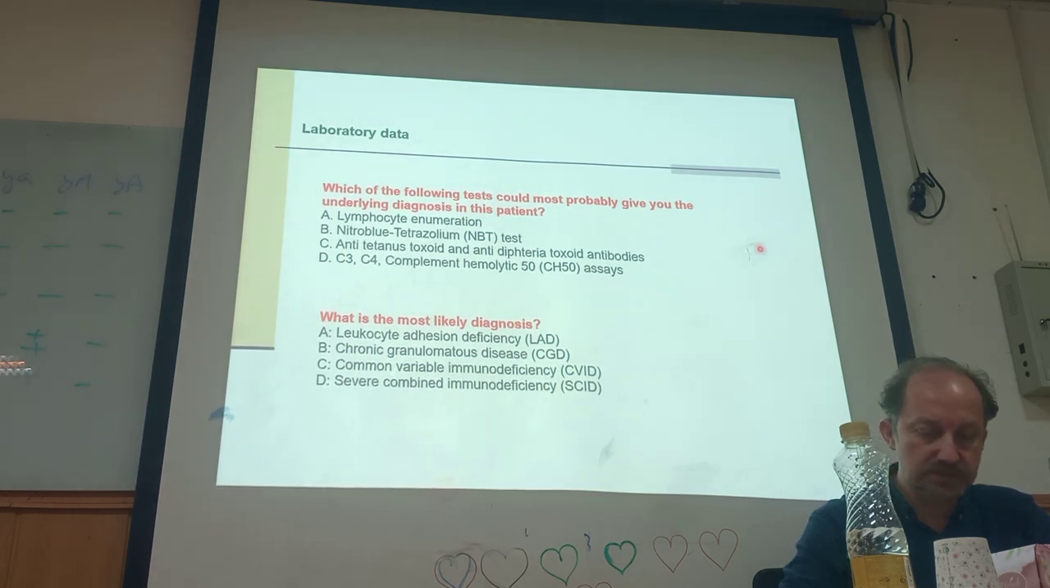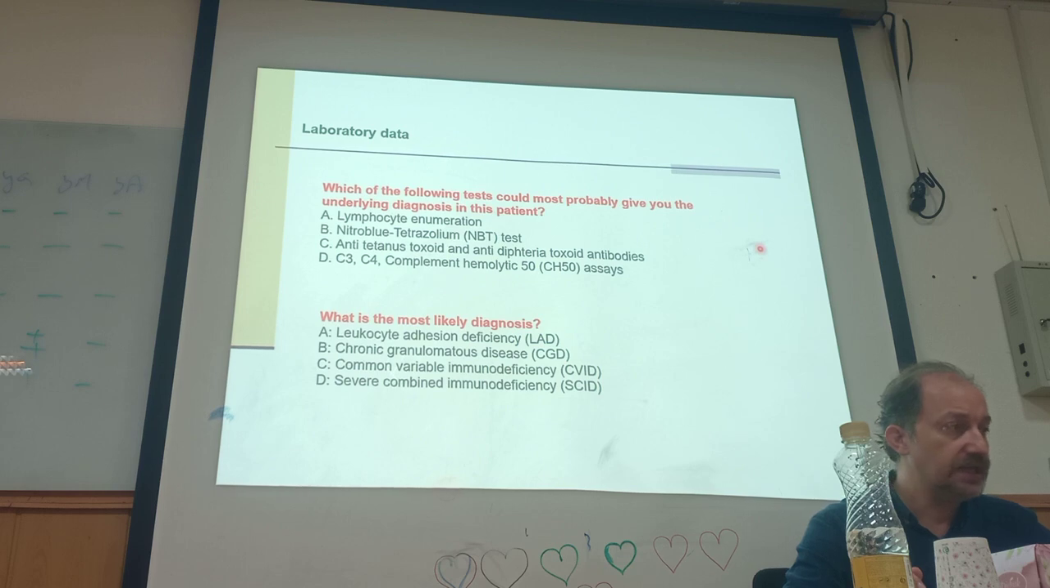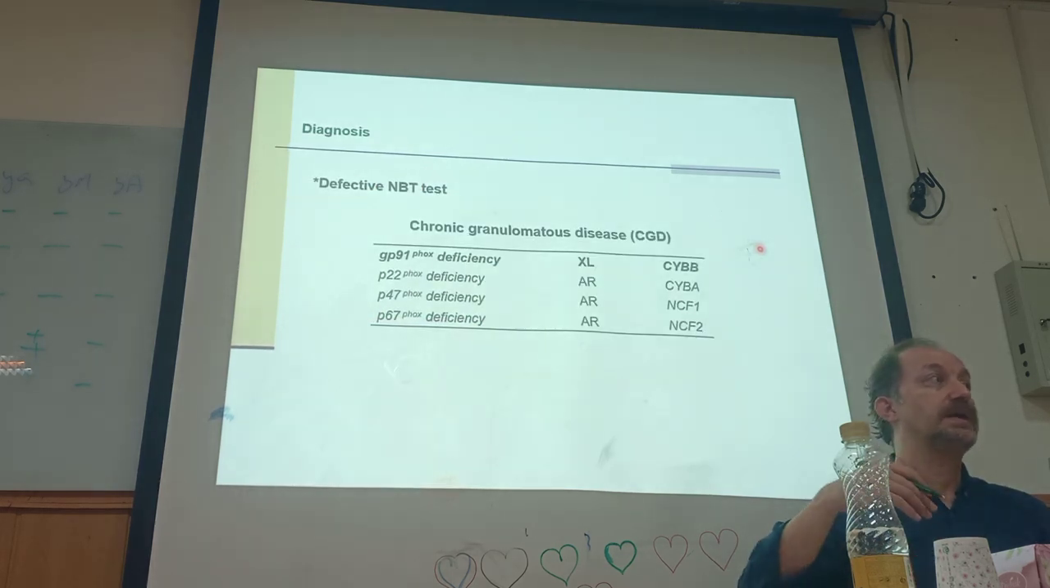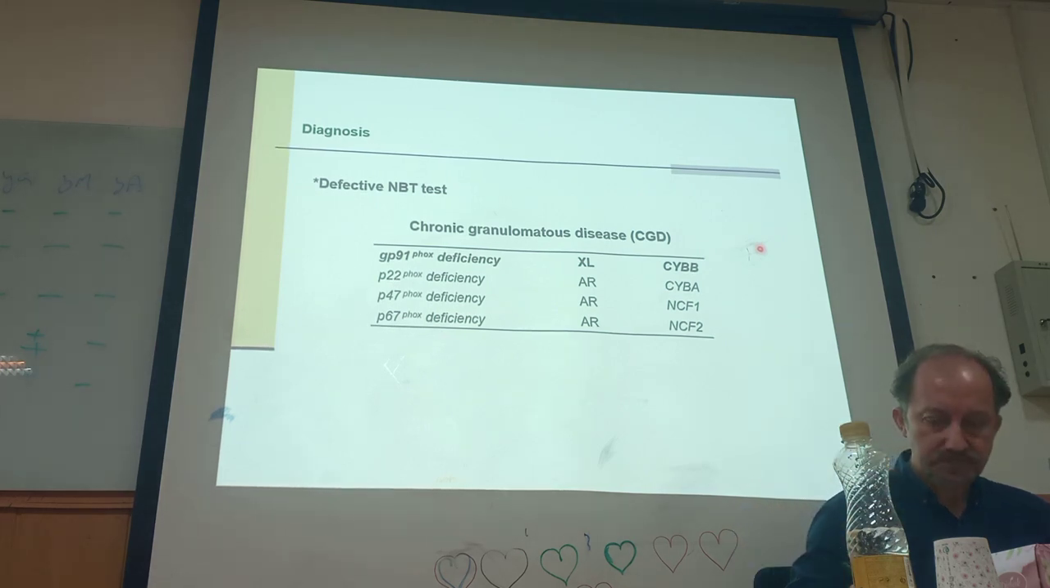What is the diagnosis? Okay, CGD, chronic granulomatous disease, because we performed NBT and NBT is defective. And this is the extreme form because I mentioned that the patient's maternal uncle died. So this is the extreme form of CGD.